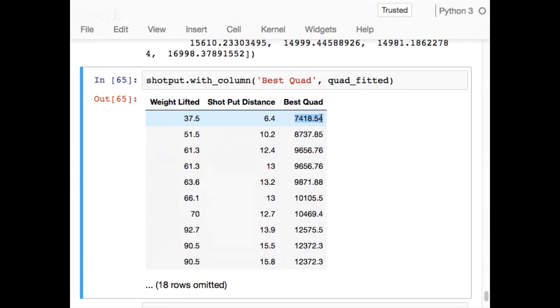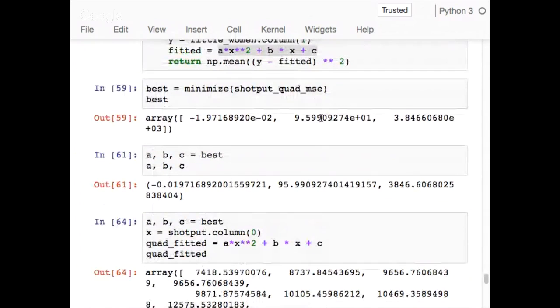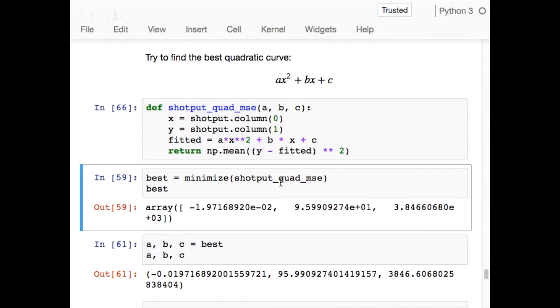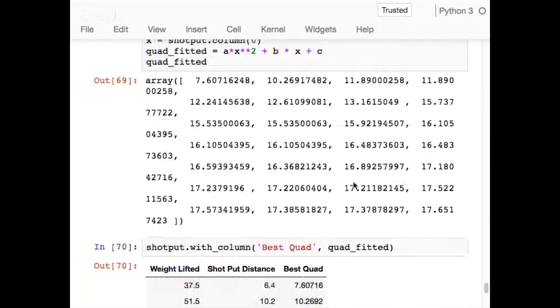And oh no, it seems to be quite off. What did I do wrong? In your function, women columns. You're right. Shot put. Thank you. Okay, shot put. Let's try this again. There we go. Okay, that seems a lot more reasonable.